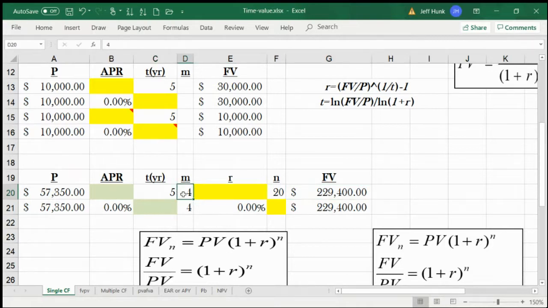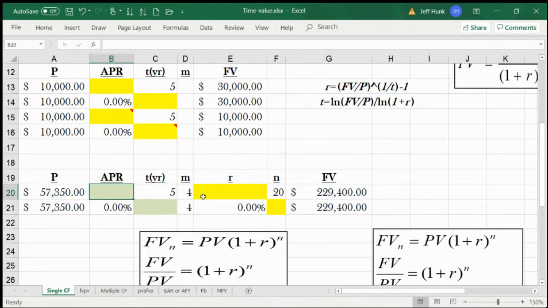And the compounding is quarterly. So what does that mean? N would be 20, because there are four compoundings per year. For 5 years, there's going to be 4 times 5, 20 compoundings, right? So our next question is, what's going to be the rate? And this rate means periodic rate. It's the quarterly rate in this case, because when compounding is quarterly, the relevant rate is the quarterly rate, not the APR, not the annual rate.